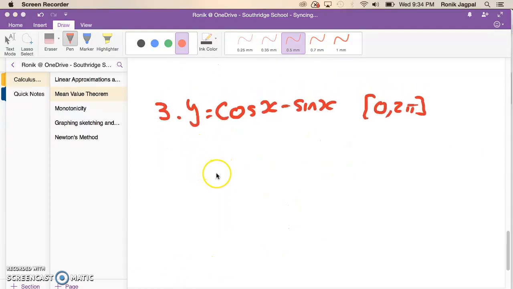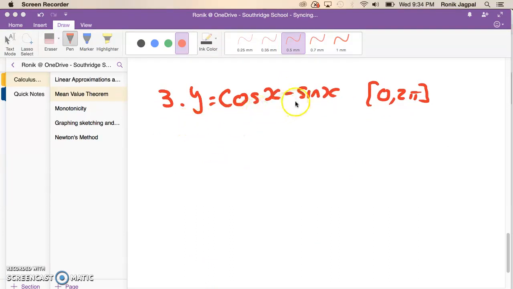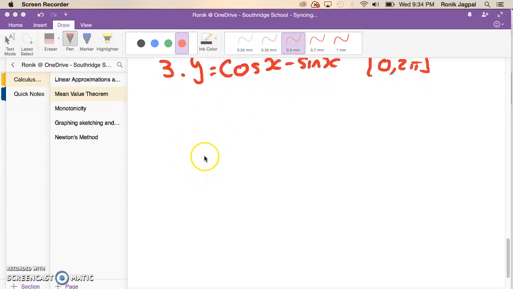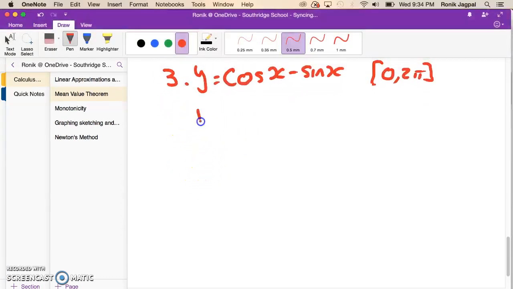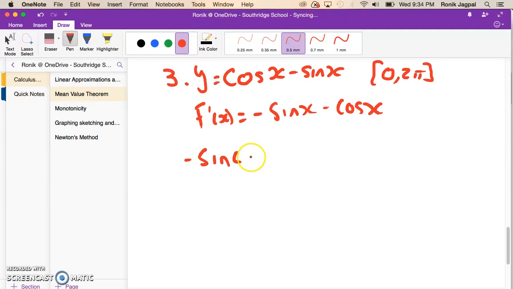For the next example, it's going to be one with cosine and sine, where we're going to have to refer to the unit circle. Again, we first have to find our derivative. The derivative of our function is going to be negative sine x minus cos x. Then we can plug our c in, because of course we want to find c. So we get negative sine c minus cos c, and that's going to be equal to our function.